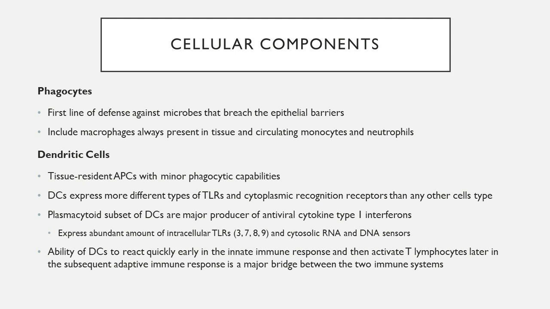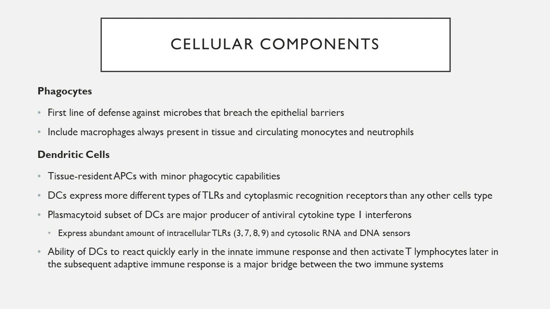Next, we're going to talk about phagocytes, which are the first line of defense against microbes that manage to breach the epithelial barriers. They include macrophages that are always present in tissue, like tissue-resident macrophages, and then circulating monocytes and neutrophils. Now, the essential role of phagocytes is really highlighted in individuals that lack them, either through genetic disorders that prevent their differentiation and formation in the body, or perhaps also cancer patients that, through treatments of chemotherapy and radiation, which can utterly destroy white blood cells, are highly susceptible to lethal bacterial and fungal infections.